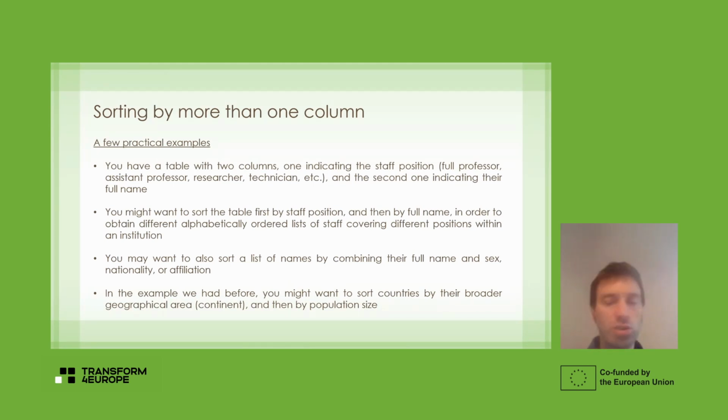You can sort rows first by the position column, and then order them by their first name or their age or whatever other kind of data. You might also have data concerning the sex, for example, male and female. You might want to sort them separately for whatever reason. You might have information about the nationality. You might have a list of people affiliated to different institutions and so on. Okay.